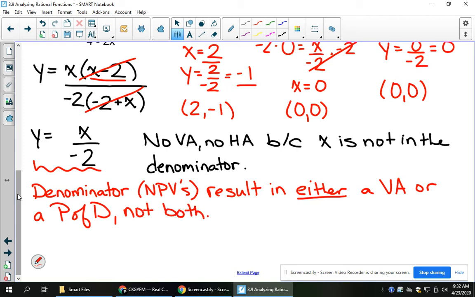So after the last lesson, you might be in the habit of looking at the denominator first to state your vertical asymptote from your NPVs. That's not true if it creates a point of discontinuity. So you have to go back to the numerator and see if that bracket can cancel first. If it cancels, it's a point of discontinuity. If it doesn't cancel, then it's a vertical asymptote.